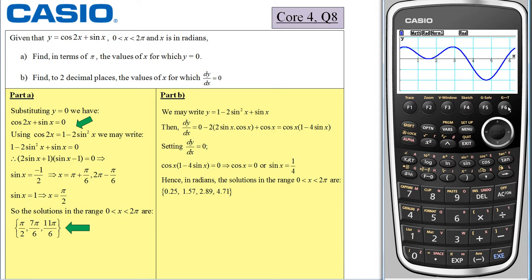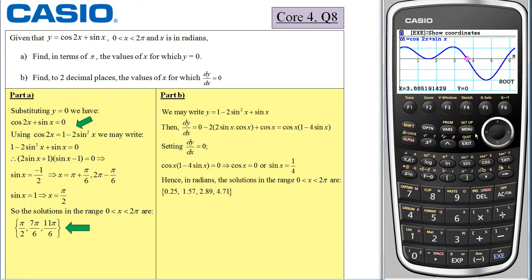I'm interested in where it crosses the x-axis, in other words when y equals 0. So if I select F5 for G-solve and F1 to obtain the roots, the first root, as you can see with the pink crosshair, is when x equals 1.57 and so on. That's actually pi by 2, which confirms the calculation I got earlier. If I scroll to the right, the next root appears at 3.665 and so on, and that corresponds to 7 pi by 6. A simple calculation will confirm that for you.